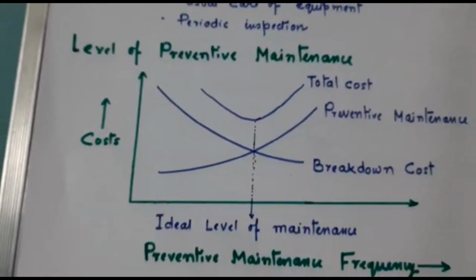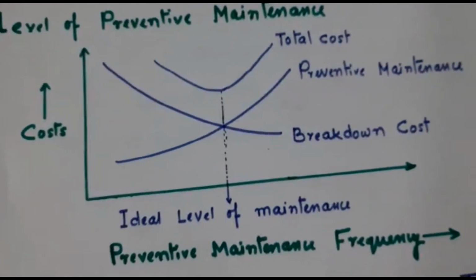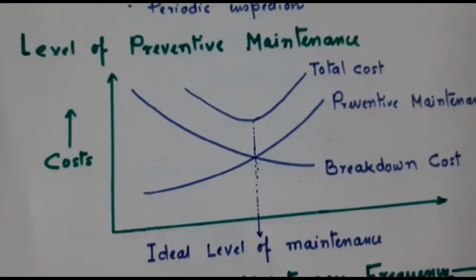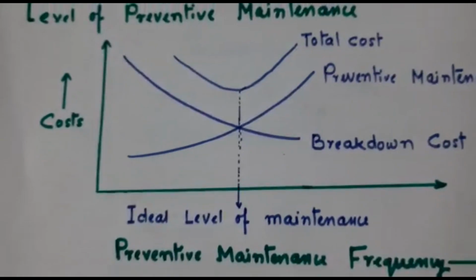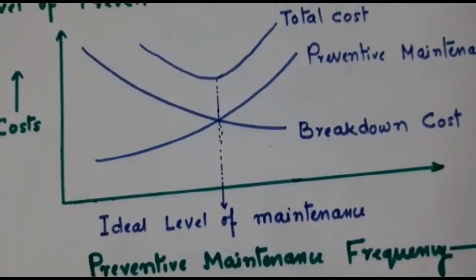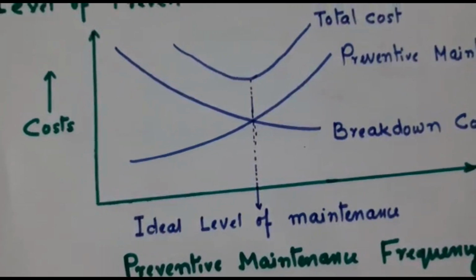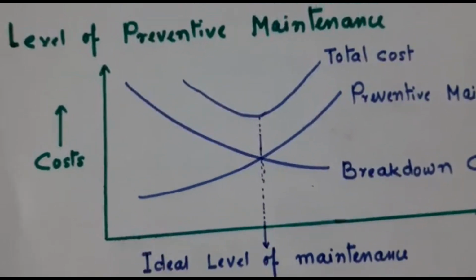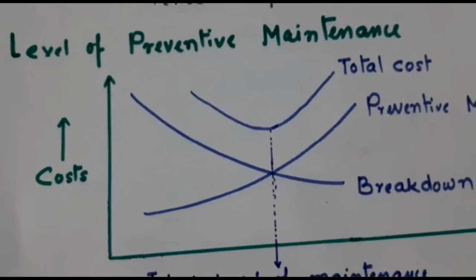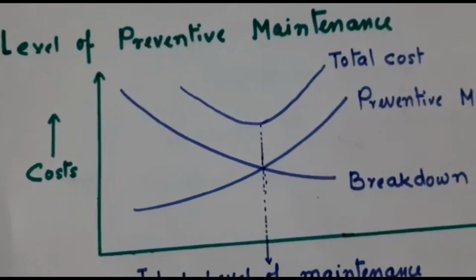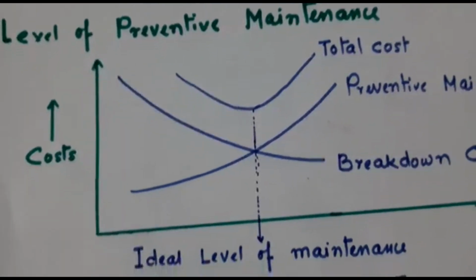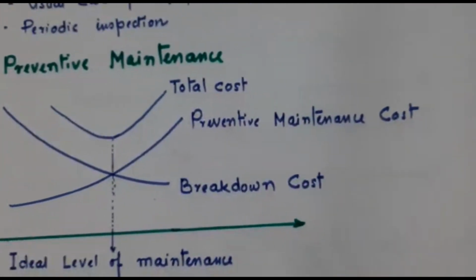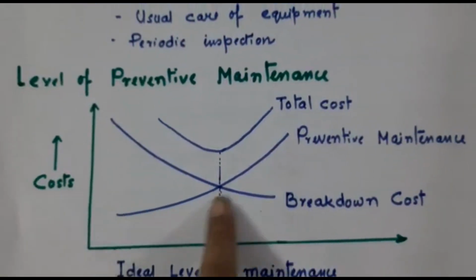For that, we have plotted preventive maintenance frequency along the x-axis and the maintenance cost along the y-axis. As we can see, if we increase the frequency of preventive maintenance, that means we have to regularly inspect the items in order to uncover potential problems and replace the parts on a regular basis. So definitely it is going to increase the cost. As we increase the preventive maintenance frequency, the preventive maintenance cost increases.